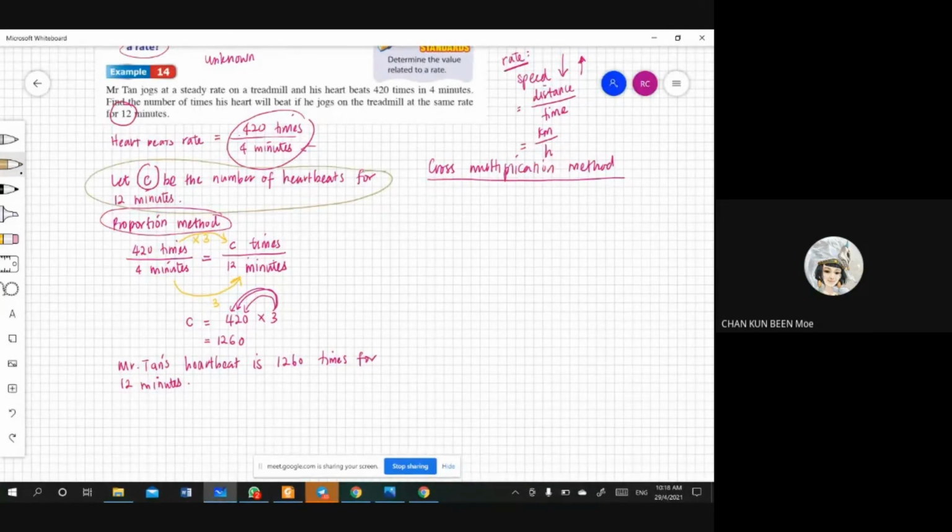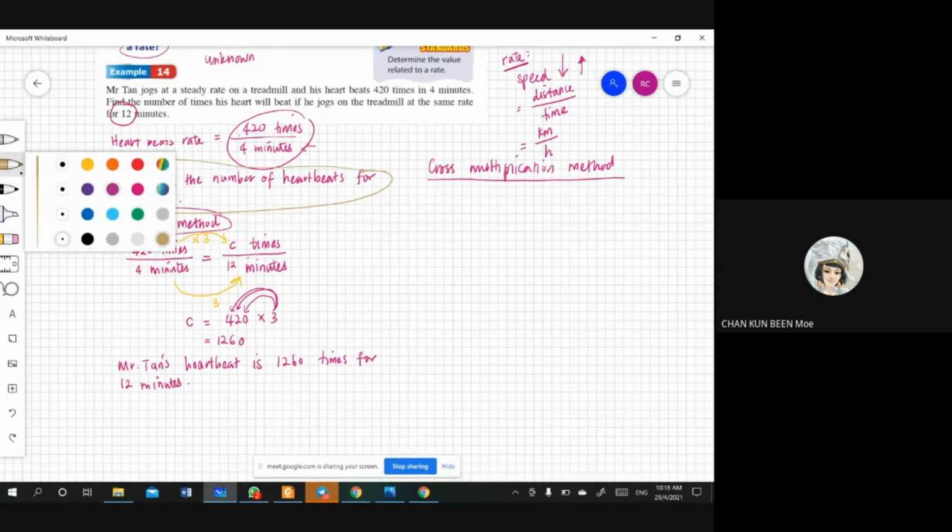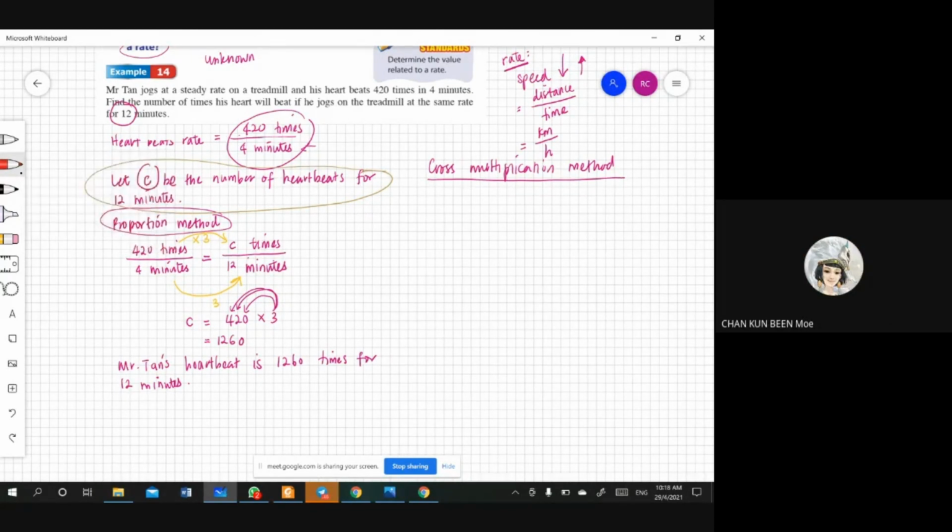So we don't have to rewrite anymore. Okay, we just need to show the working in the form of proportion. So let's see. What color you want to use? Red. Okay, red. So I'm going to write 420 over 4 because that is what is given. 420 over 4 equal to, we use the assumption as C, right? Over 12. So cross multiplication means we cross multiply like this.